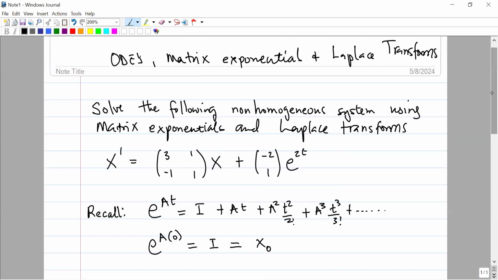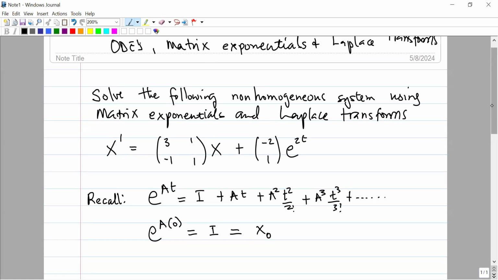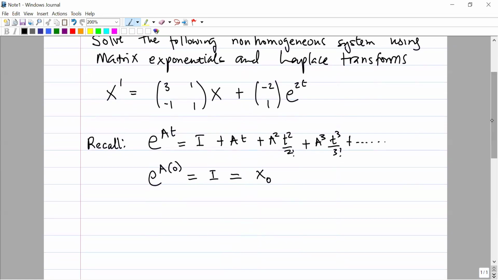Right. So in this lecture, we are introducing a method of solving non-homogeneous linear systems using matrix exponentials and Laplace transforms. So we illustrate using this question: solve the following non-homogeneous system using matrix exponentials and Laplace transforms.